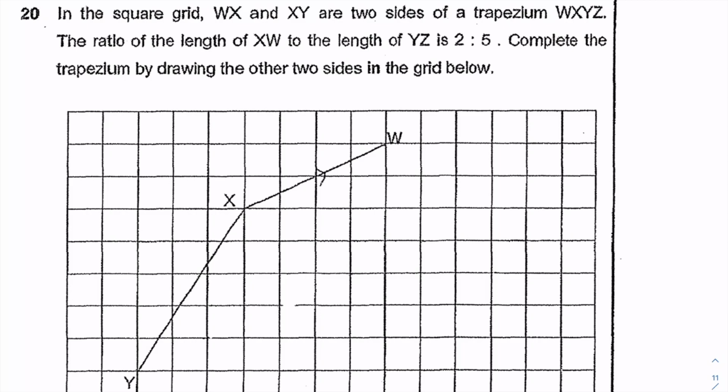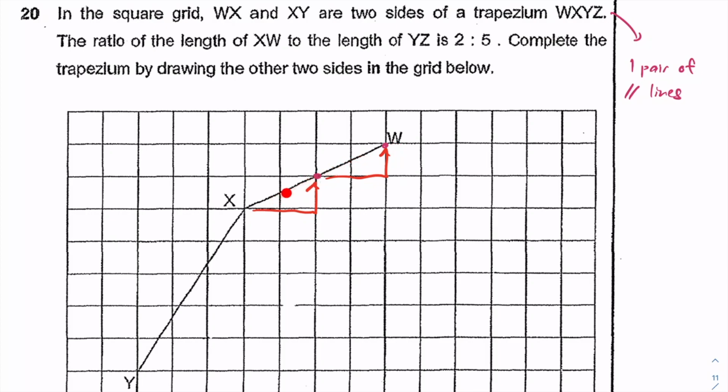So here we've got 2 sides of a trapezium. The length of XW to YZ is 2 units to 5 units. Right, so the first thing I notice is we are going to have at least one pair of parallel lines, one pair only. It's a trapezium. Alright, so next, I've got XW as 2 units. So what I can do is think of this as 2 to the right, 1 up.